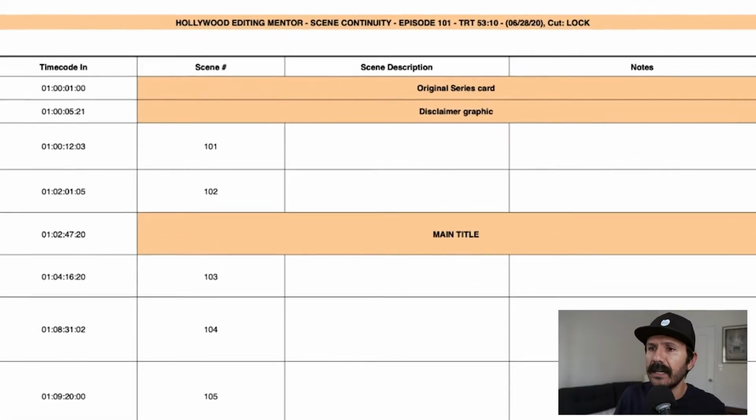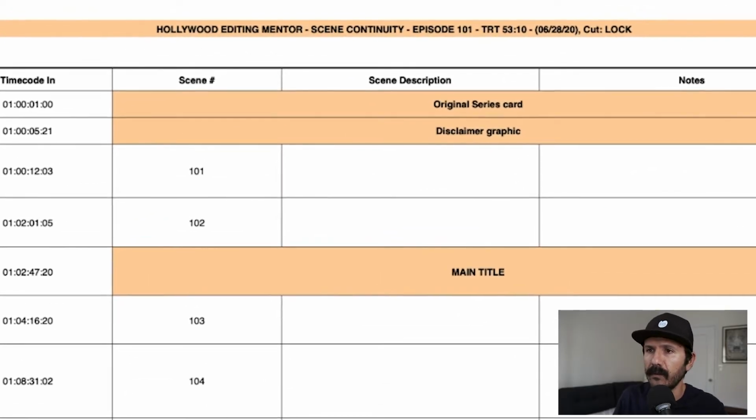Okay, so here at the top, I put Hollywood Editing Mentor. That would be your show name. Scene continuity, just so we know what this is. And then episode number, episode 101 in this case, just as an example, the total running time of the episode, the date, and then the cut. And here I put the lock cut. But you would put editor's cut, director's cut, producer's cut, whatever. That would be it.